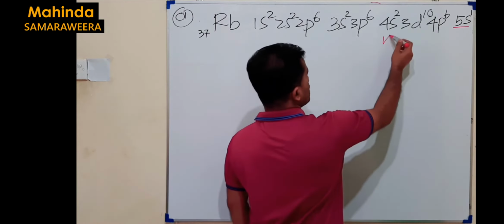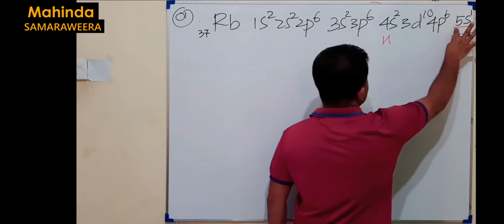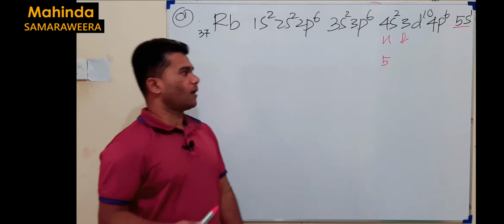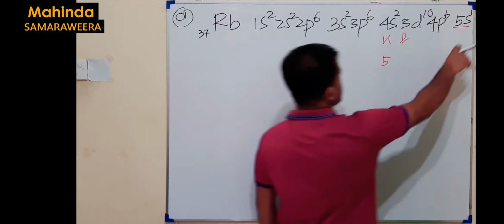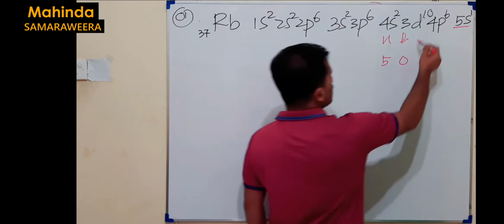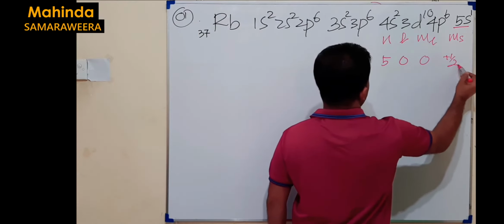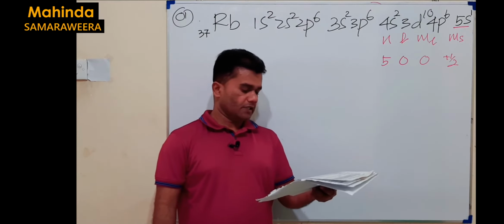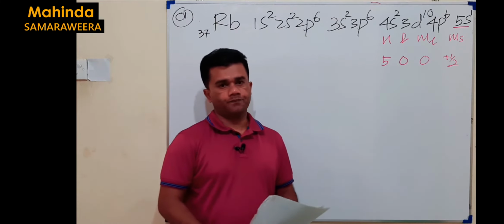So what could be the principal quantum number? Principal quantum number gives the main energy level. It's the 5th main energy level. What will be the angular momentum quantum number, or in other words azimuthal quantum number? It gives the sub energy level. Sub energy level here is s, so l should be 0. If l is 0, definitely ml should be 0. ms can be plus half or minus half. Both are possible. So that answer is given in the 5th option. So the 5th one should be the correct answer.